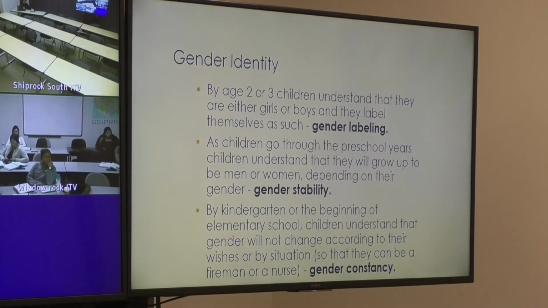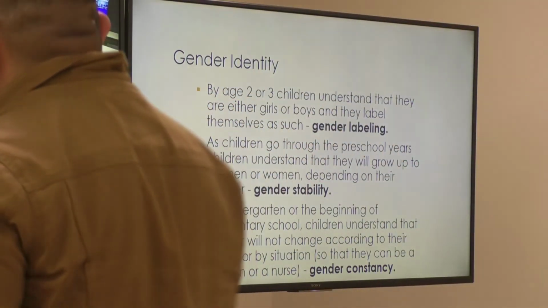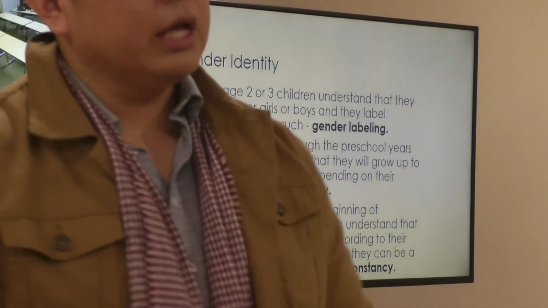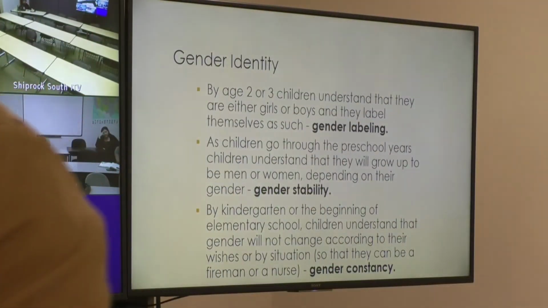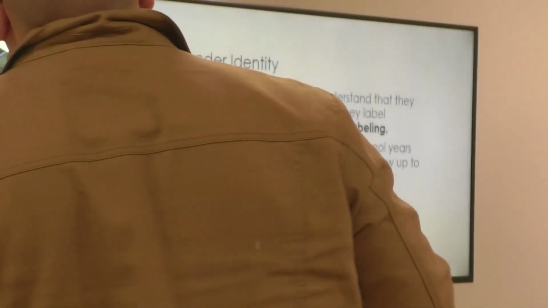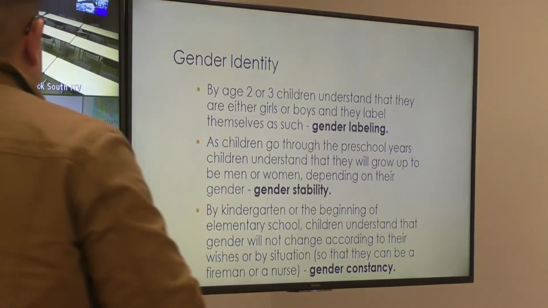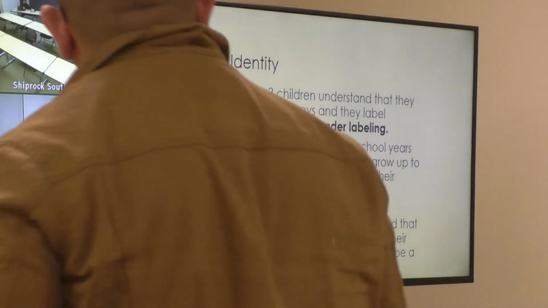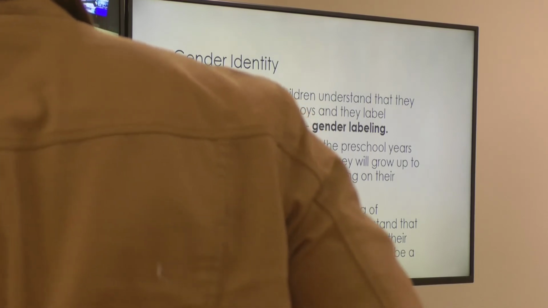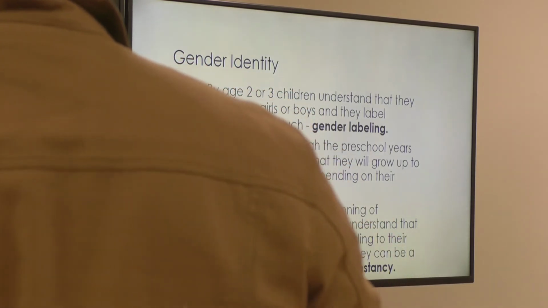By age 2 or 3, children understand that they are either girls or boys, and they begin labeling themselves. That's where you have gender labeling. Again, this also comes from who? Social and cultural norms. Mom, dad, parent, caregiver. As children go through the preschool years, they understand that they will grow up to be men or women, depending on their gender, which then goes into the area of gender stability. By kindergarten or the beginning of elementary school, children understand that gender will not change according to their wishes or by situation, so that they can be a fireman or a nurse. Then it becomes gender constancy.